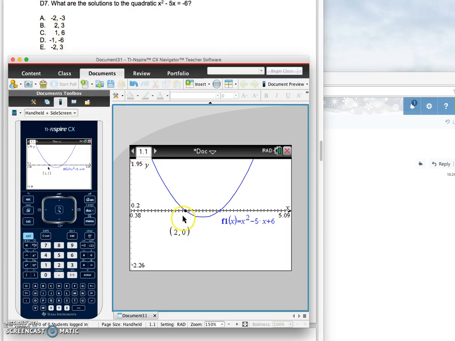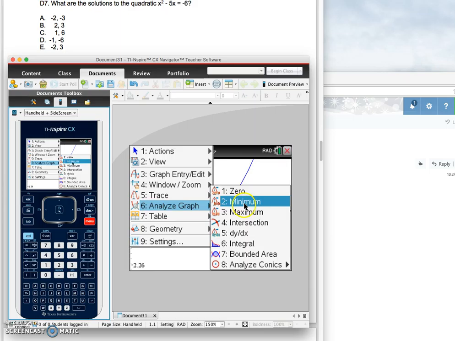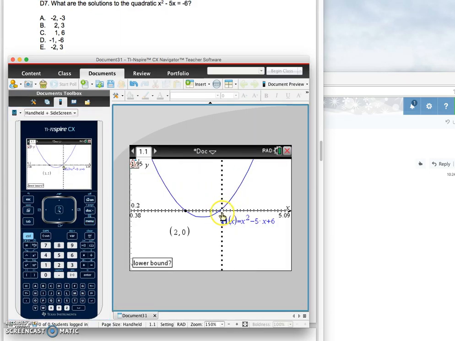We know it's going to be B, but let's go back to menu, analyze graph, again zero. Here's the zero. We need to be on the left side, the lower bound, the upper bound, and it becomes 3. And the two numbers that we're looking for are 2 and 3. So that is answer B. Verifying what I did earlier, where I graphed the left side and the right side, they are exactly the same thing. And if I needed to do it with zero, guess what? You could do it with zero. It doesn't matter.